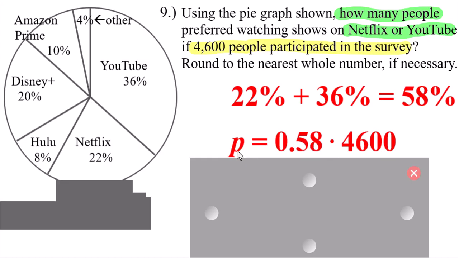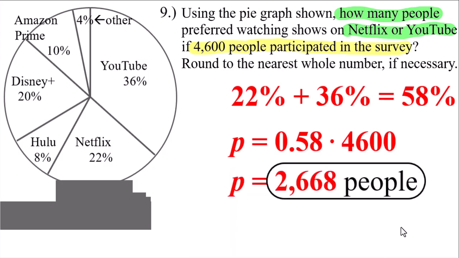This time the variable is by itself. So we're not going to divide on both sides. We're just going to multiply. That's going to give us 2,668 people. It actually gave me a whole number. If it didn't, it did say here, round to the nearest whole number if necessary, because you can't have a partial person. So there you go.